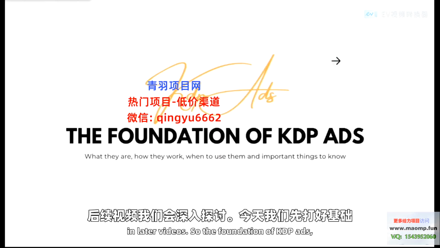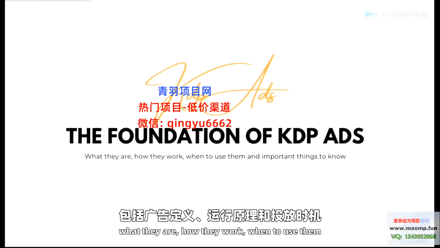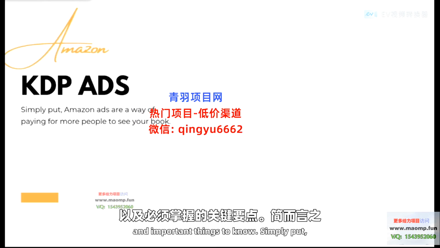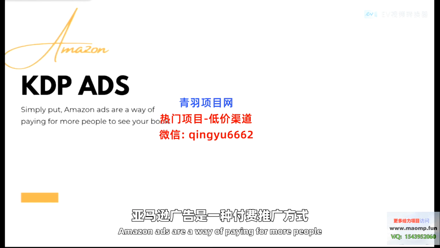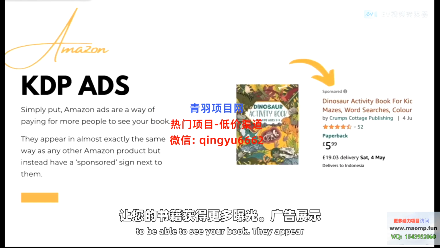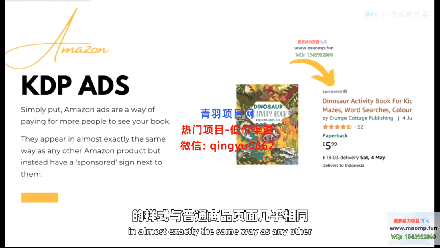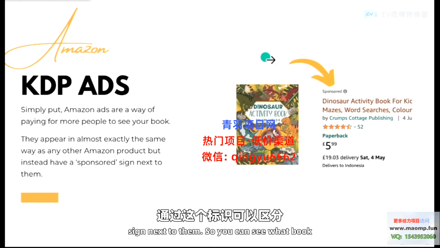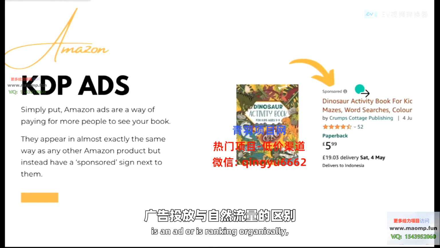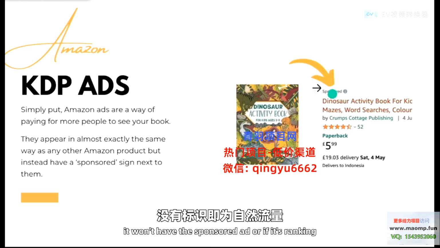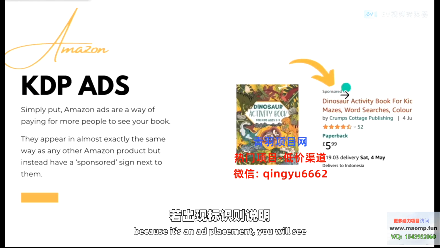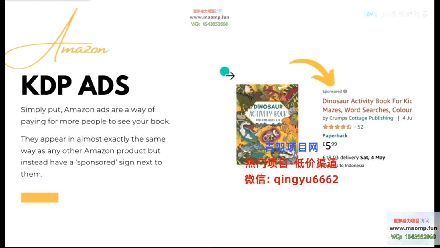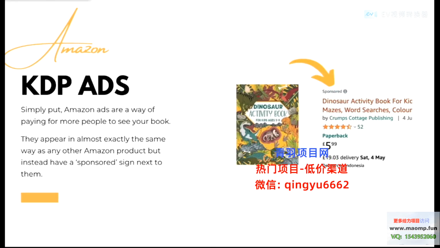So the foundation of KDP ads, what they are, how they work, when to use them, and important things to know. So simply put, Amazon ads are a way of paying for more people to be able to see your book. They appear in almost exactly the same way as any other Amazon product, but instead have this sponsored sign next to them. So you can see what book is an ad or is ranking organically. It won't have the sponsored ad, or if it's ranking because it's an ad placement, you will see the sponsored icon here. Apart from that, it shows exactly like any other product would.